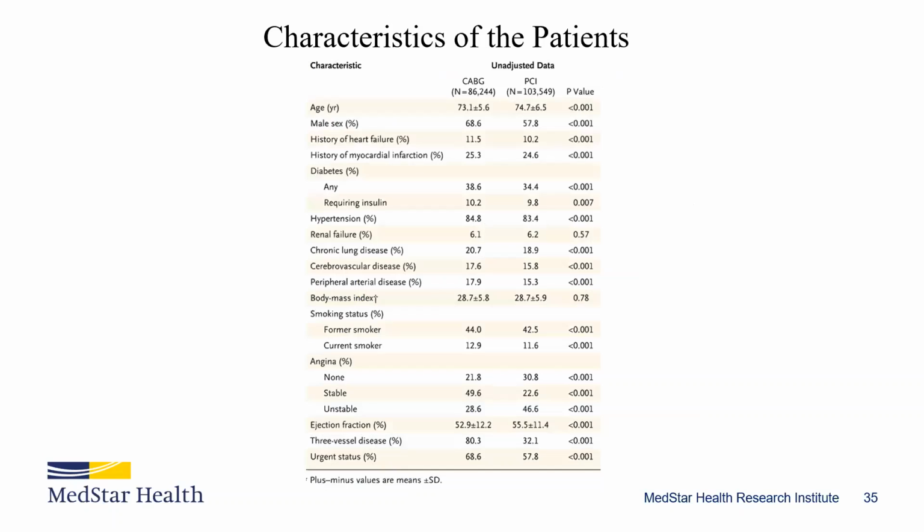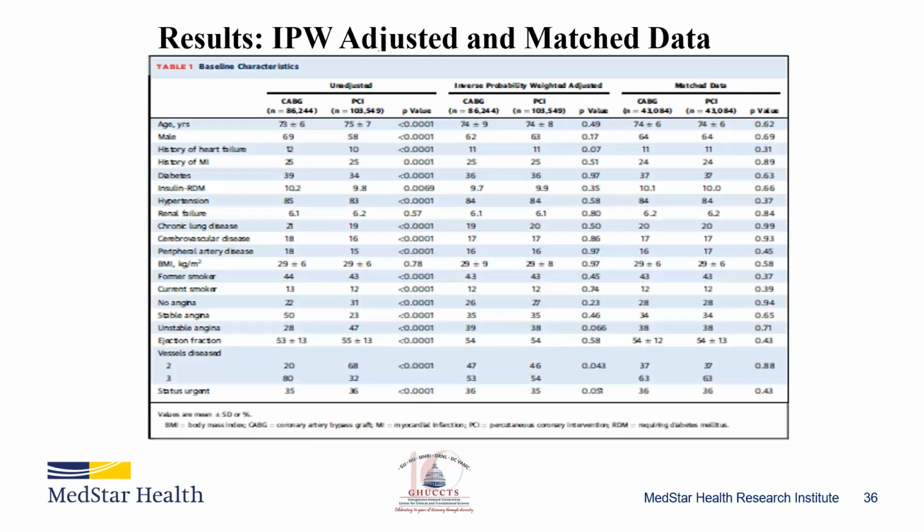So this was the comparison of the 2 groups, CABG versus PCI, with respect to a number of baseline characteristics. And then you can see that, of course, as one would expect, they would differ on almost every variable. And then I think this was a slide I showed before, which didn't turn out too clear here, but this was after we did inverse probability weighting, and then where we did matching.